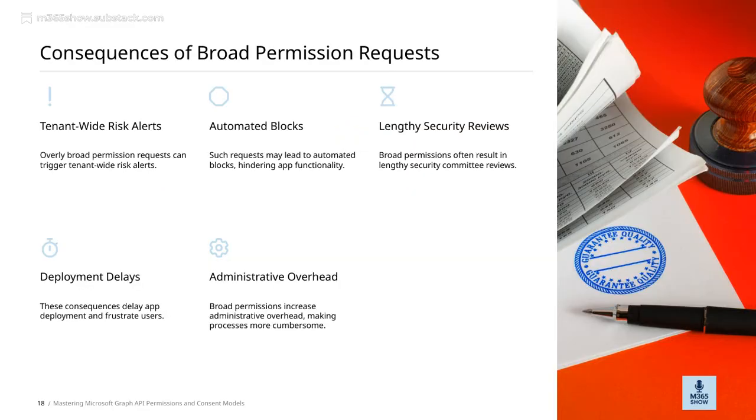When we request broad permissions, it can really increase the administrative overhead. This means more time and effort are needed to manage and review those permissions, which can slow down our overall processes. As a result, deploying applications takes longer, and this can be frustrating for users who are eager to see new features or updates. Additionally, these broad permission requests often trigger lengthy security reviews by the security committees. They want to be sure that granting such wide access doesn't pose unnecessary risks. Sometimes, these requests even get caught in automated blocks, which can prevent the app from functioning properly until the permissions are adjusted or approved.